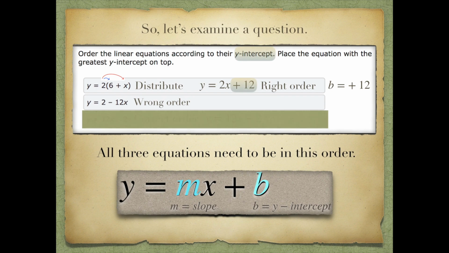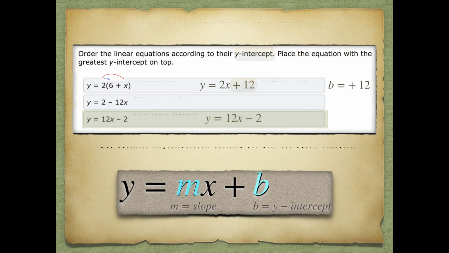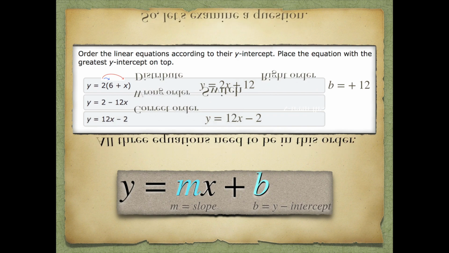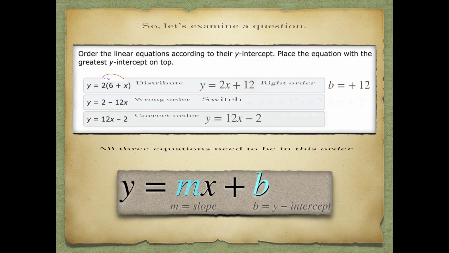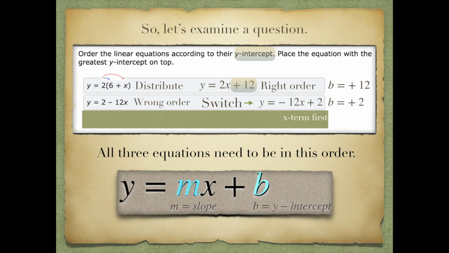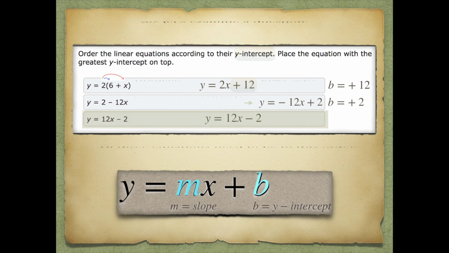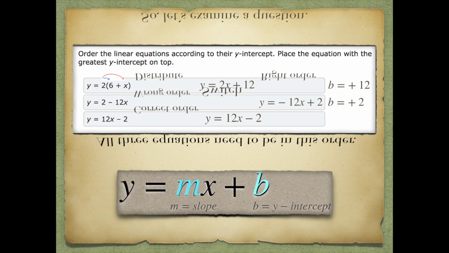I look at that y equals 2 minus 12x, and I notice it's just in the wrong order. So all I'll have to do is switch that around. I need to know that I want to take that negative sign in front of that 12 with it, so the equation reads y equals negative 12x plus 2, and I've got my y-intercept of positive 2.